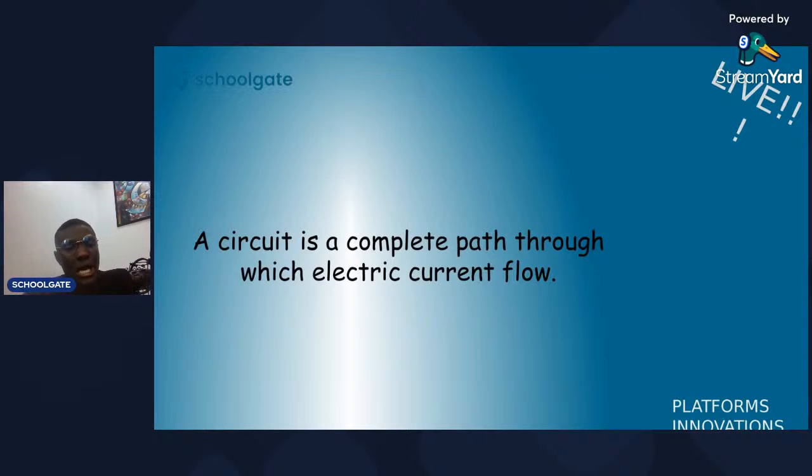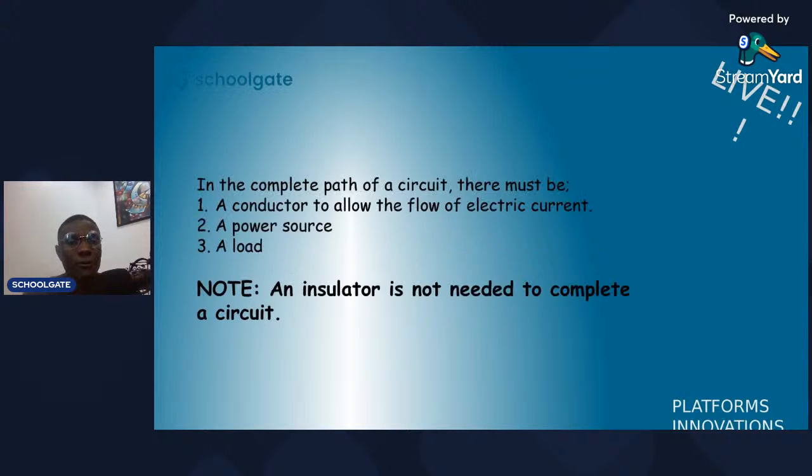I will demonstrate that with an alligator wire. You can see this is an alligator wire, from here to here. These are two ends, and we have a path here joining these two ends. If there is any break in the path, then we have broken this path. So a circuit must be a complete path. I will demonstrate that further in the course of this session. A circuit is a complete path through which electric current flows.